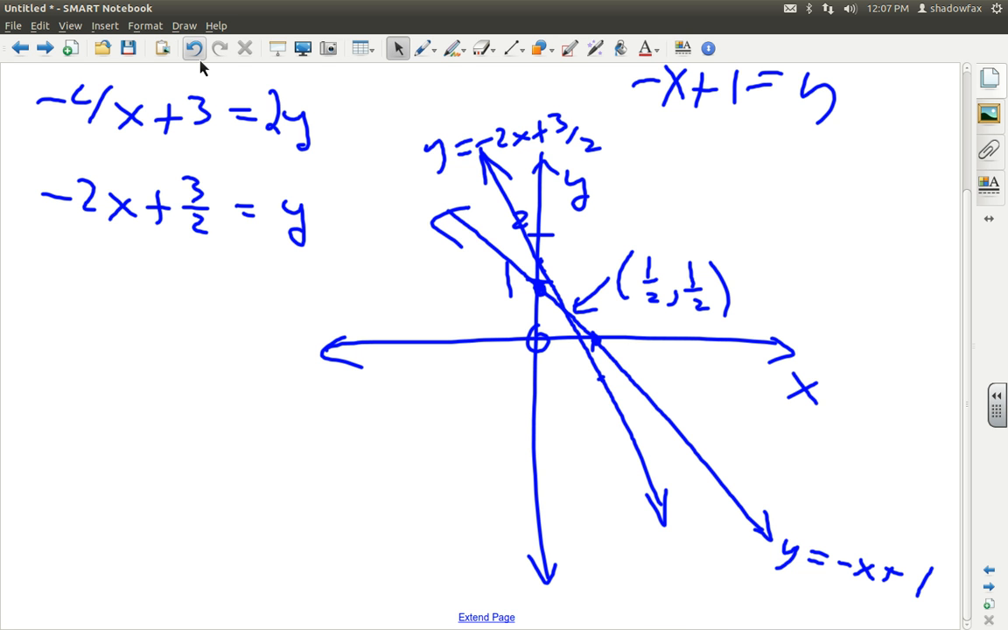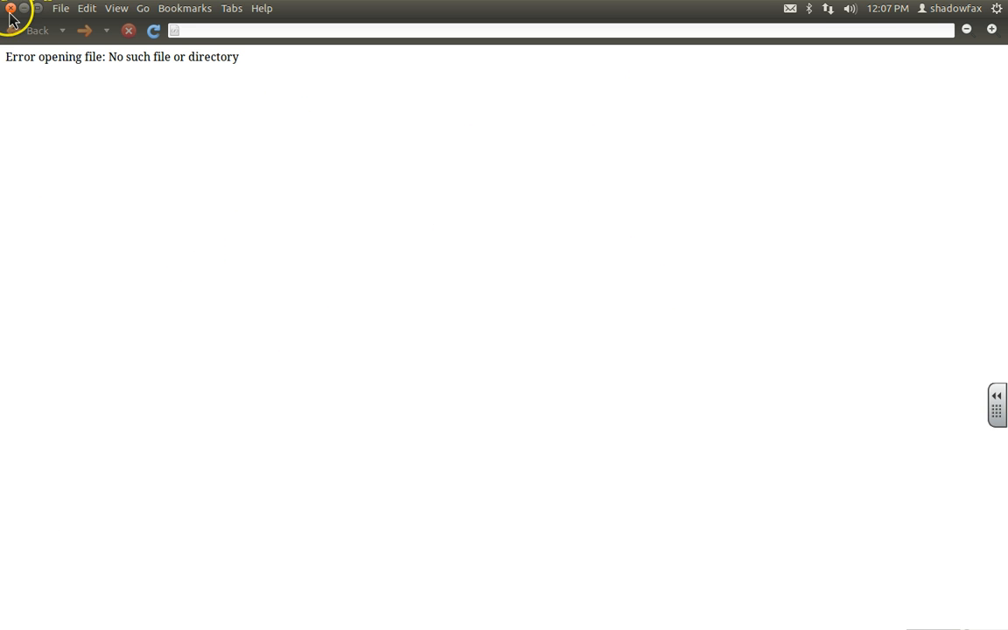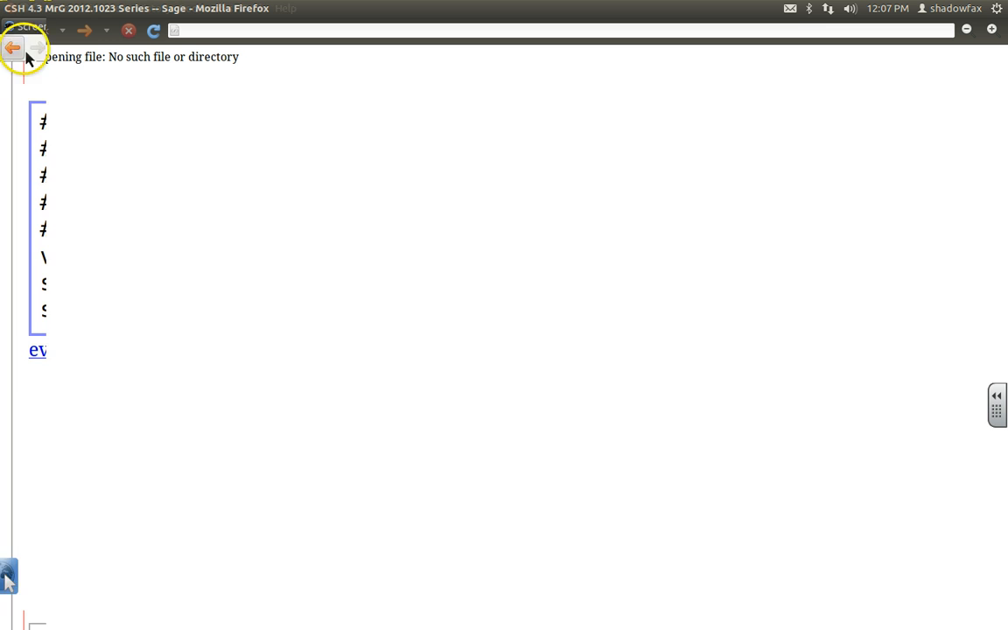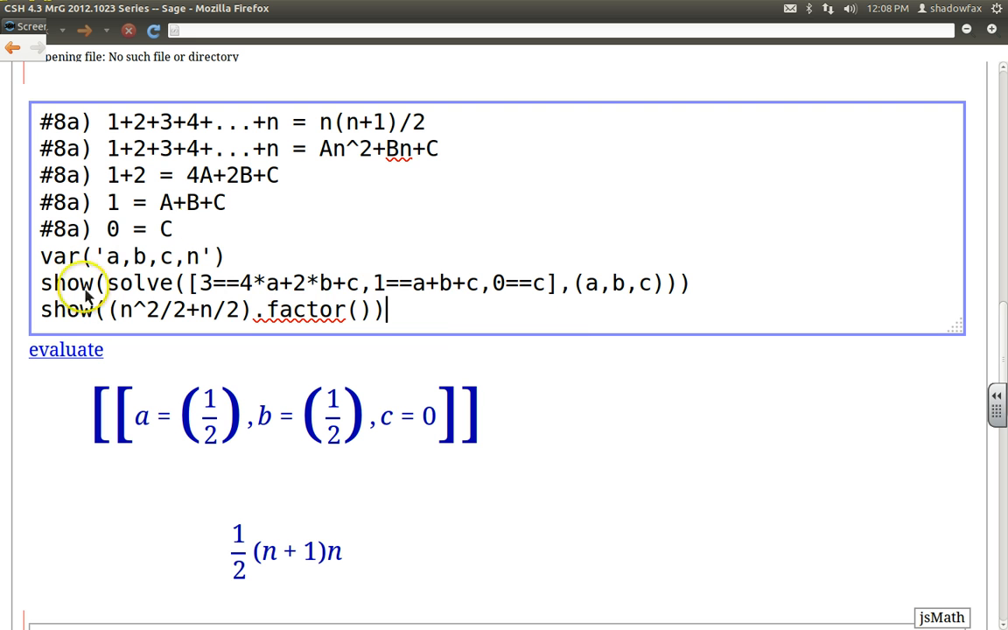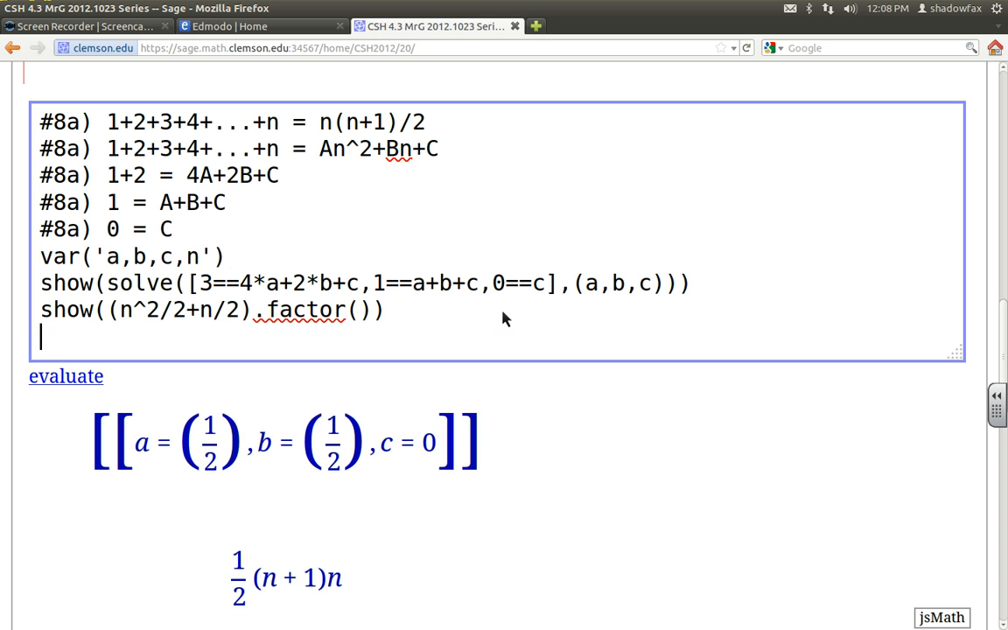All right, could we do that graph in Sage? Haven't we done that? Okay. All right, let's do that in Sage. So if you want to do this graphically in Sage, you're going to take what we have, y equals negative 2x plus 3 halves, and y equals negative x plus 1, and you're going to do a what command? A plot. Okay, how do you plot more than one function?